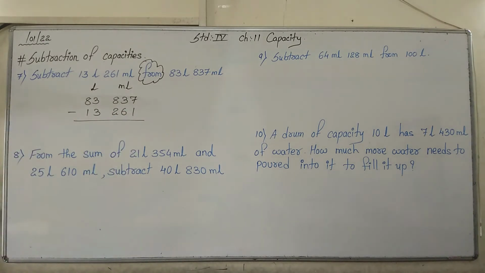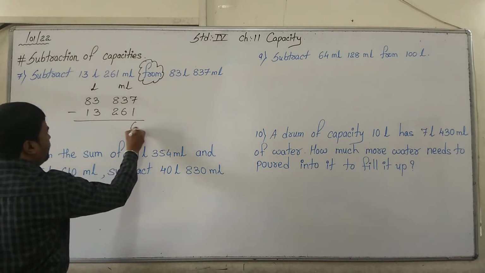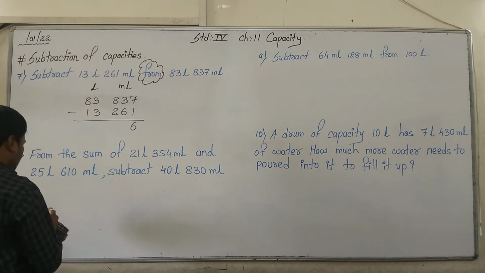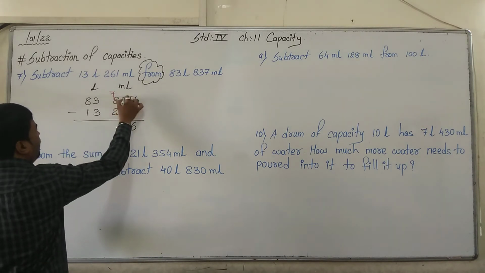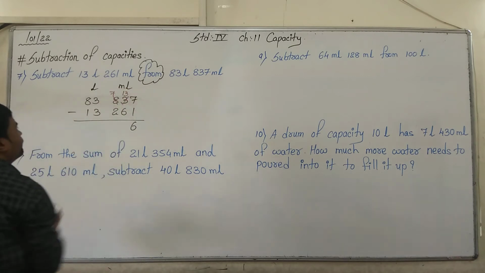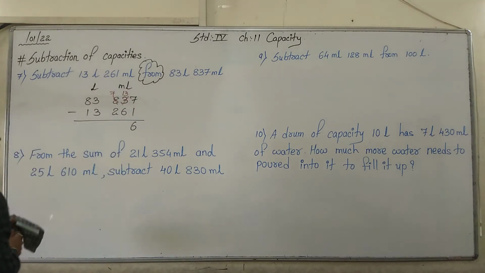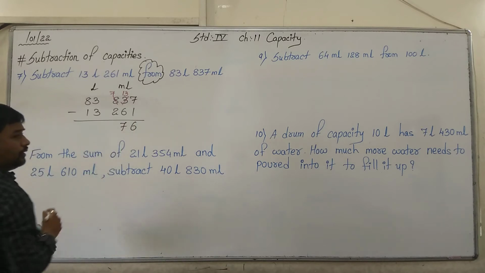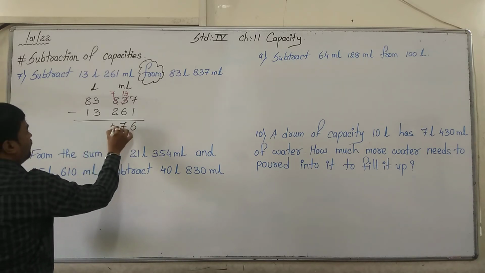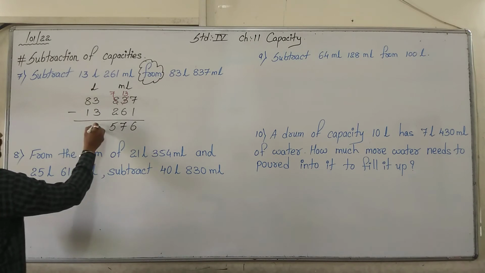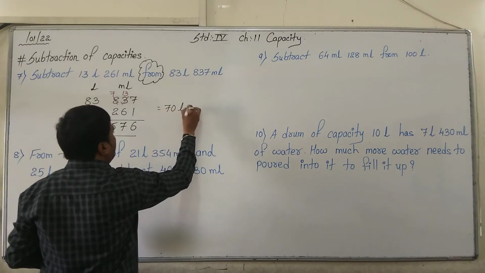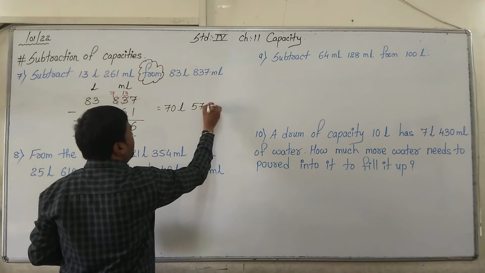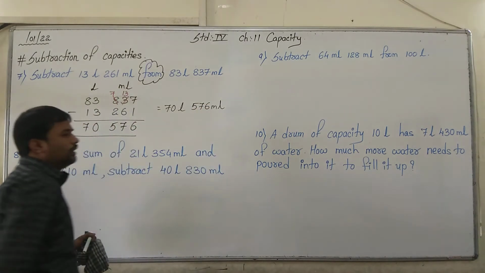And try to subtract: 7 minus 1, so it will be 6. 3 minus 6 is not possible, so 8 will become 7 and 3 will become 13. 13 minus 6, 7. 7 minus 2, 5. 3 minus 3, 0. 8 minus 1, 7. So your final answer will be 70 liters 576 milliliters. Are you getting me there?